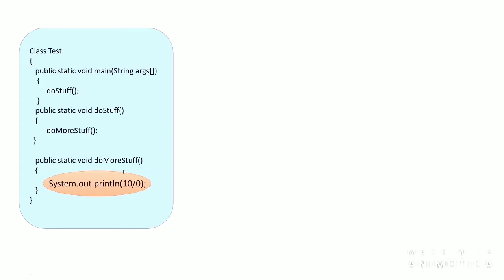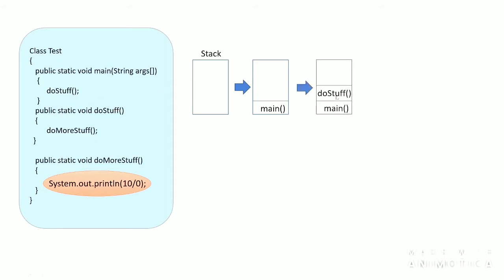The JVM will create a separate stack at the time of thread creation. So for the main thread, a stack will be created. Now the main thread is responsible for calling the main method. So the main method will be called and its corresponding entry will be stored in the stack. In the main method, another method is called, that is doStuff. So the doStuff method will be called and its corresponding entry will be stored in the stack. Now in the doStuff method, another method is called, that is doMoreStuff. So the doMoreStuff method will be called and its corresponding entry will be stored in the stack.